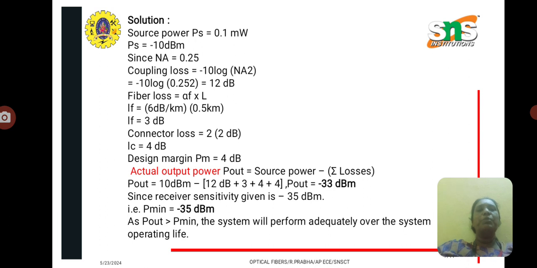The actual output power P out is equal to source power minus the total losses, and it is calculated as minus 33 dBm, and P minimum is minus 35 dBm. Here P out is greater than P minimum, that is, P minimum is minus 35 dBm and P out is minus 33 dBm. So the system will perform adequately over the system operating life.